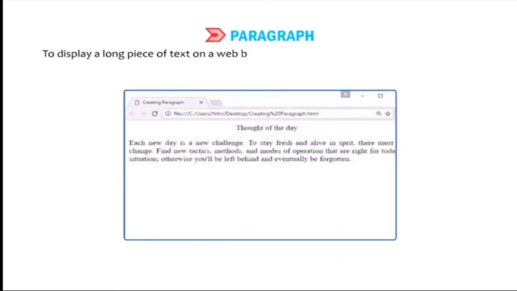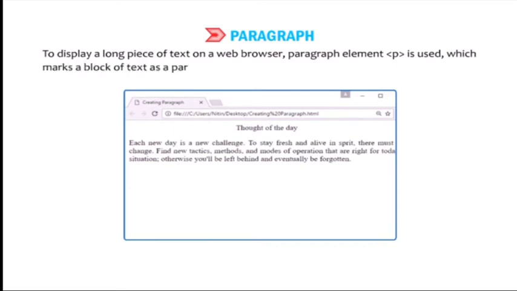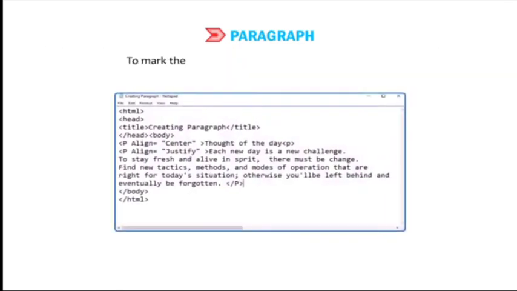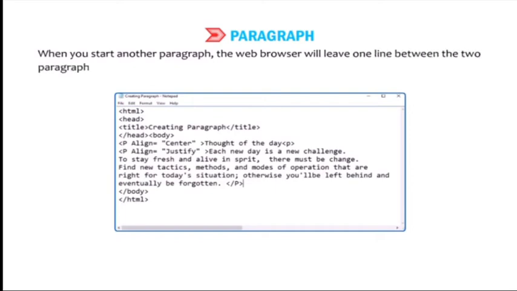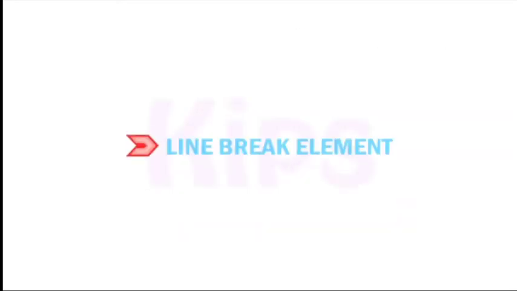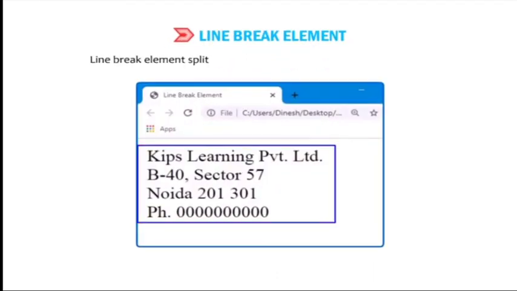Okay, let us understand about paragraph. To display a long piece of text on a web browser, the paragraph element P is used, which marks a block of text as a paragraph. To mark the end of a paragraph, the /P element is used. When you start another paragraph, the web browser will leave one line between the two paragraphs. Okay, students, let me tell you about the line break element. The line break element splits the line and displays the text on a new line.